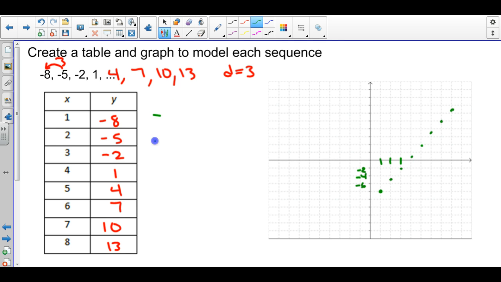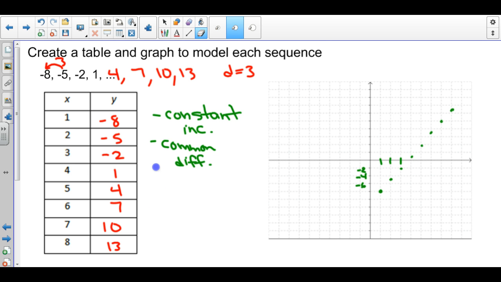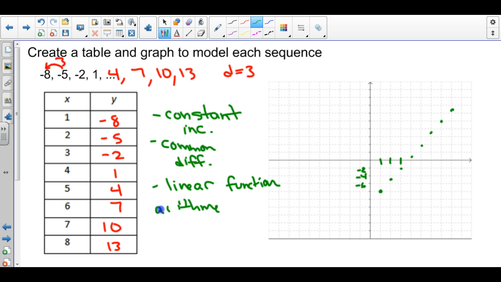So key terms that I'm going to be looking for. I'm looking for people to say and use the word constant as far as an increase or decrease. I would like you to say this is the common difference, which is why it's arithmetic, which means you are increasing by that same amount every time. And then, let me see if there's anything else, any other goodies. It is linear. Tie that down, that is a linear function because the sequence is arithmetic. Okay, so it's a bunch of key terms I'm going to use here.